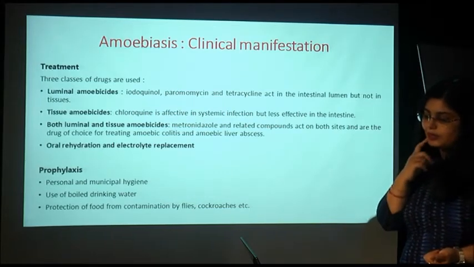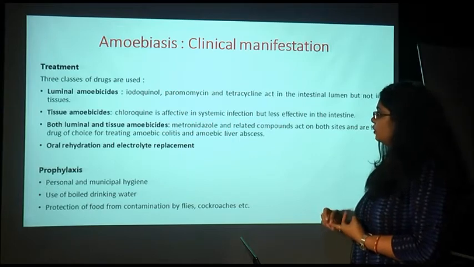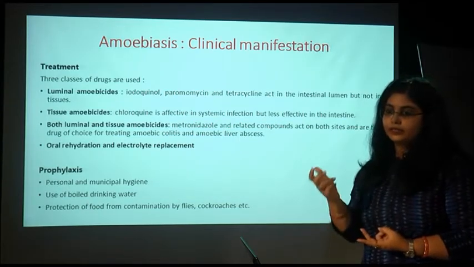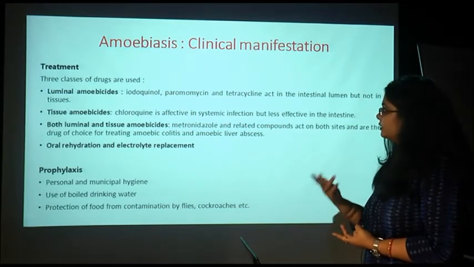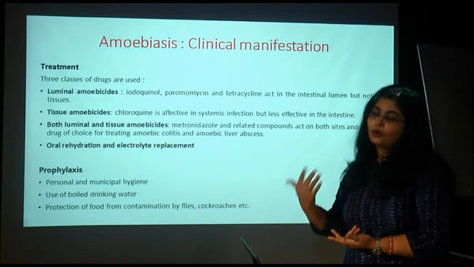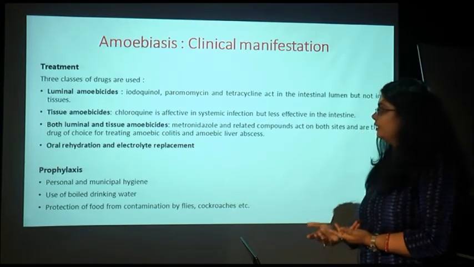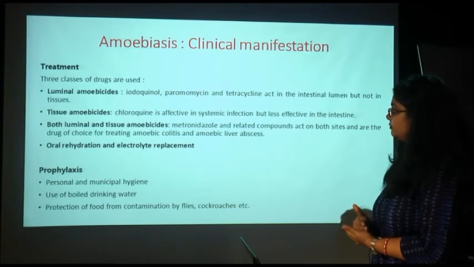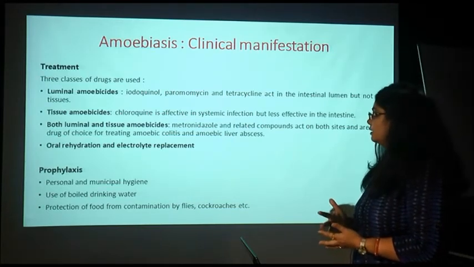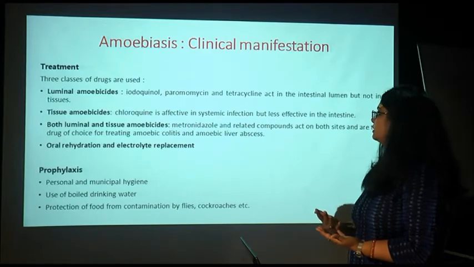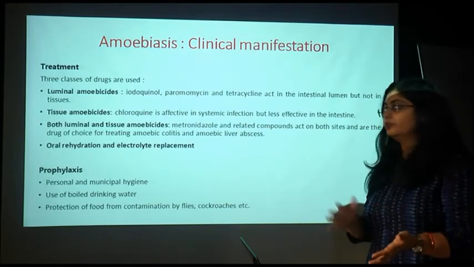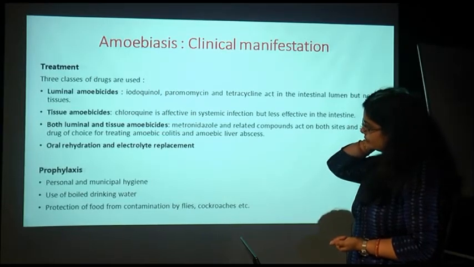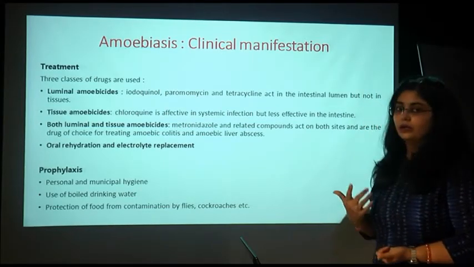So for amoebiasis, 3 kinds of drugs are used. First, luminal amoebicides, which basically means that while the trophozoites are in the lumen, they kill them. Next are tissue amoebicides, for when the trophozoites have already invaded the mucosal lining. There, these tissue amoebicides will work, and then there are certain drugs which will kill both luminal and tissue forms. Also, oral rehydration and electrolyte replacement is a must in case of amoebiasis.